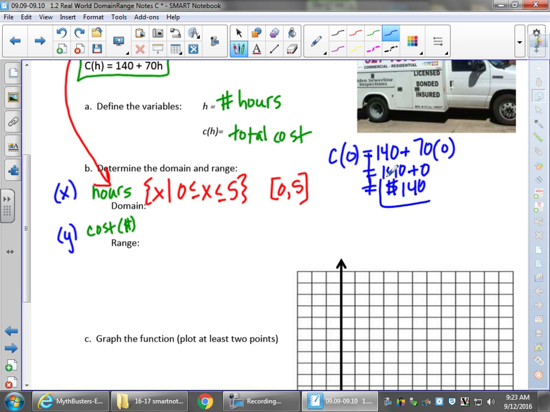So think about what that means. Has he been there for anything? So that means that just walking through the door, how much is he charging you? Yeah, the initial cost. But now it makes sense even with the math. So at 0 hours, you're already getting a bill for 140. That's called the service fee.